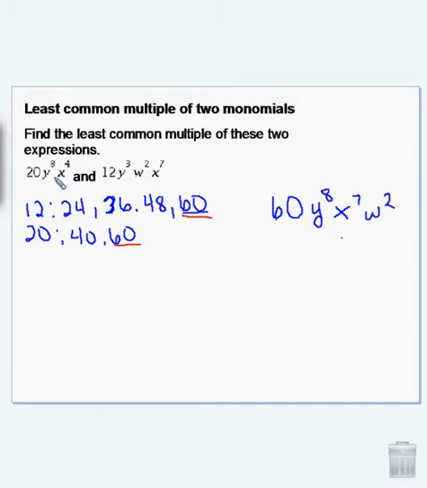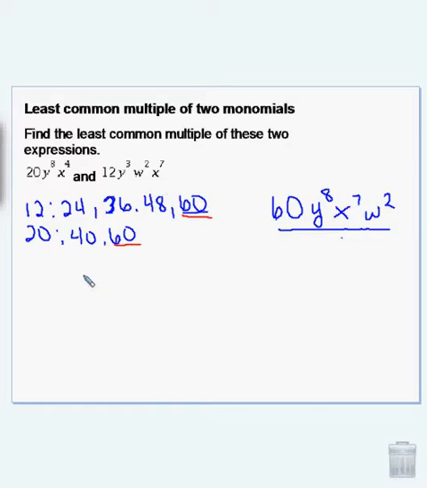So if you have one variable that doesn't match, that is part of your least common multiple because you have to have this w squared in order for your term to be a multiple of 12y to the 3rd, w squared, x to the 7th. So here's our least common multiple.